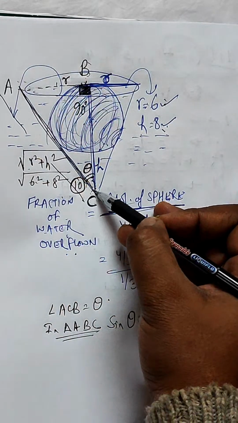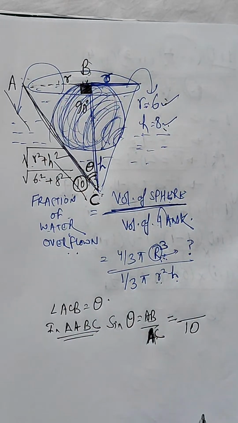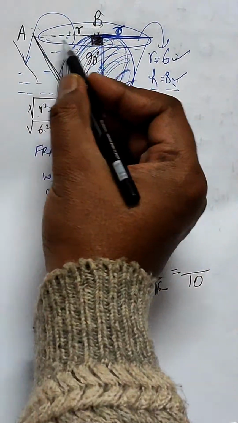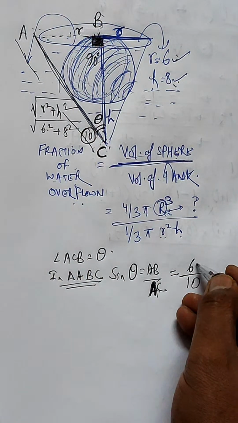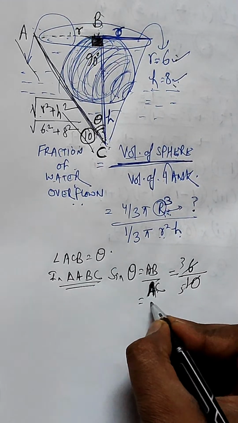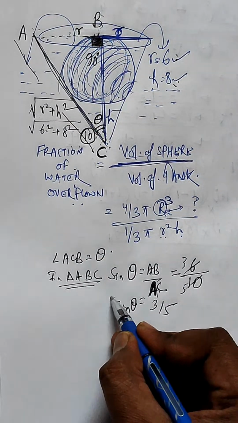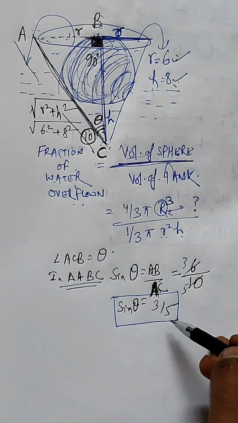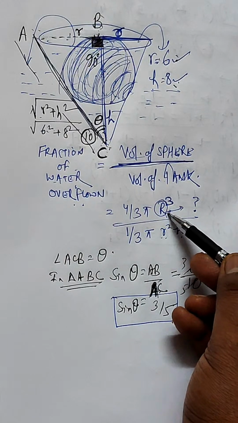In triangle ABC, just put this value of 10, right? And in place of AB, what is the value? AB is the radius, the small r, that is 6. Just cancel it by dividing by 2. So 2, 3, 2, 5. So sine theta is coming as 3 by 5. Sine theta is coming as 3 by 5. So this we have calculated. By using this trigonometrical ratio, we are going to calculate this capital R, students.